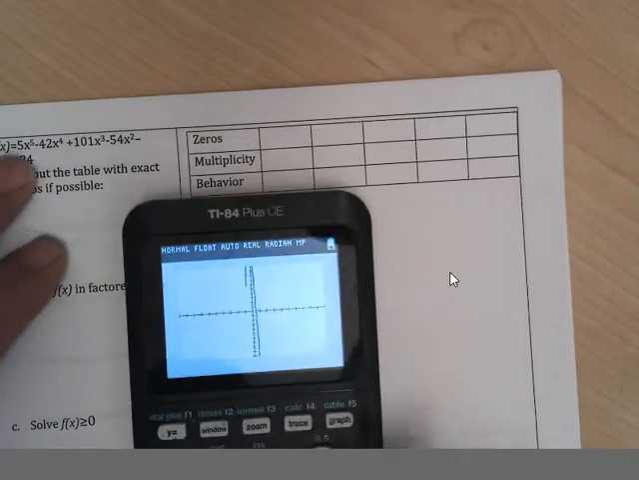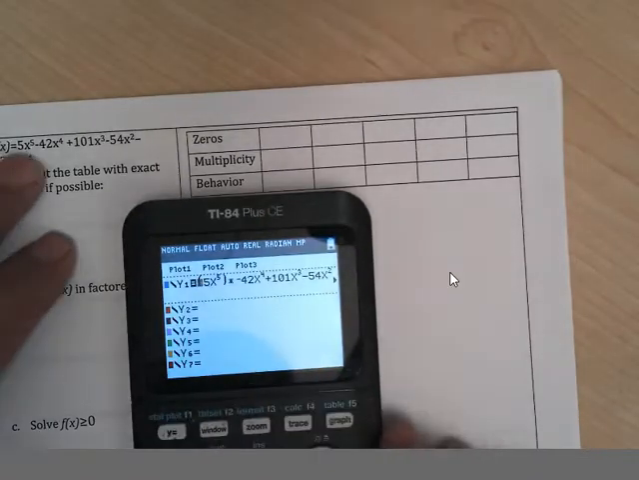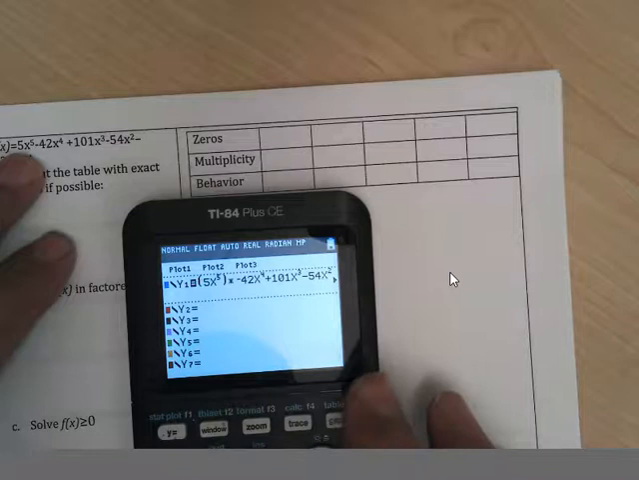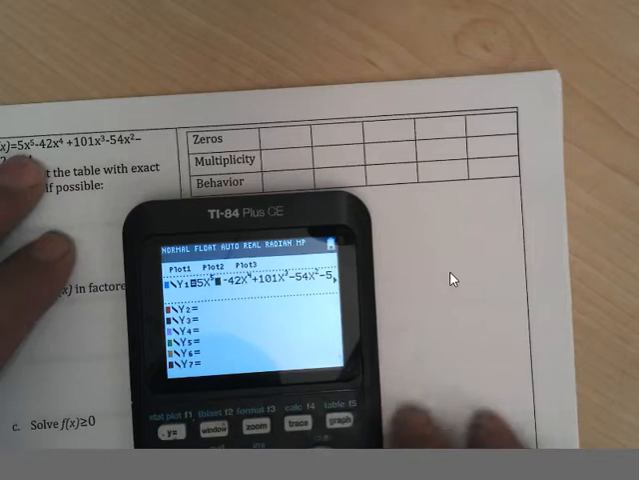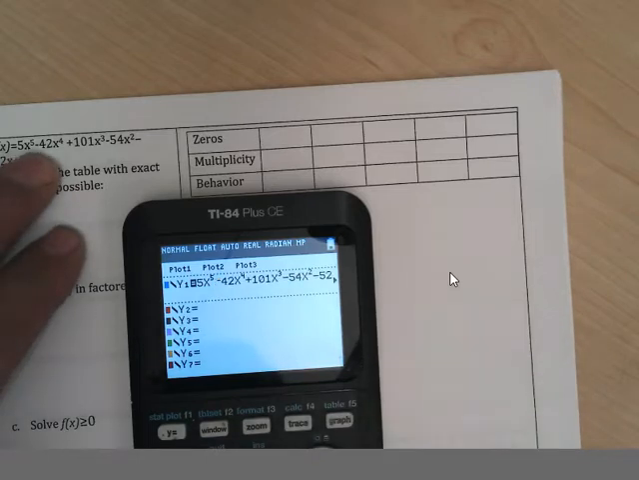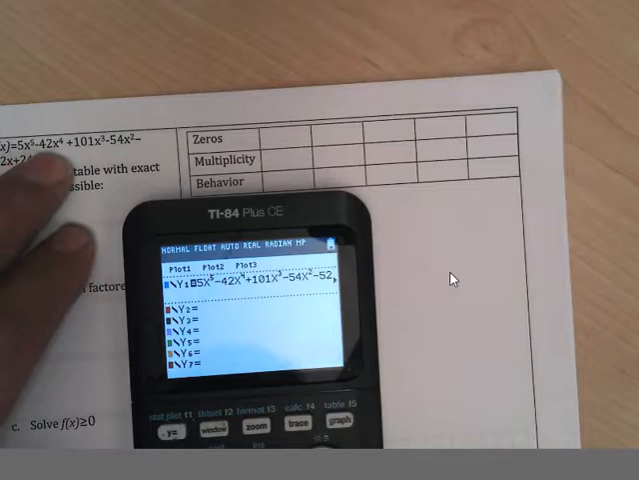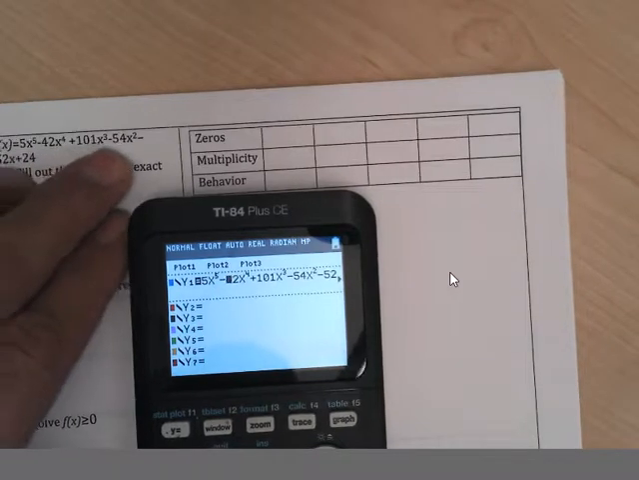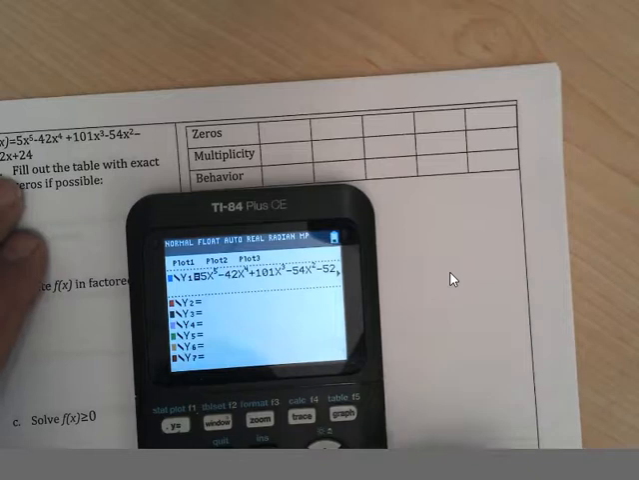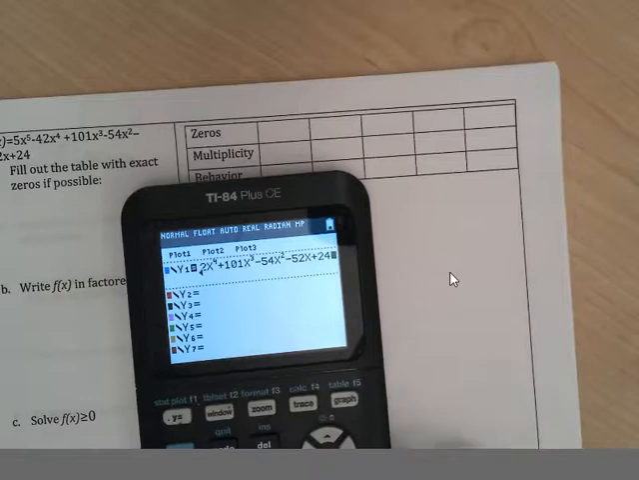And it looks like I may have typed something wrong. Oh, I did. Delete the 5x to the fifth, delete the times, minus, this should be subtract, 42x to the fourth plus 101x to the third minus 54x squared. I must not have deleted my last equation. Okay, there it is. Now it's graph.